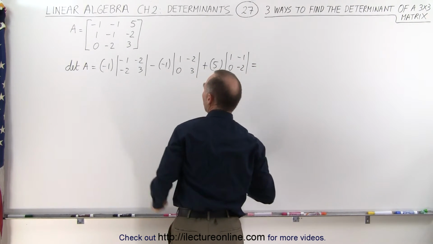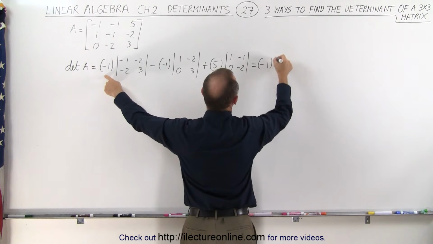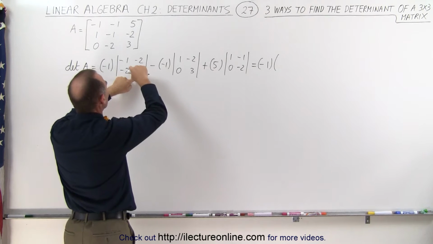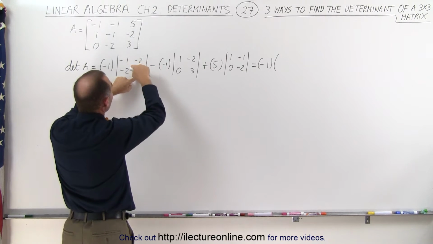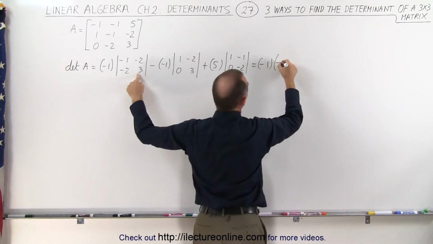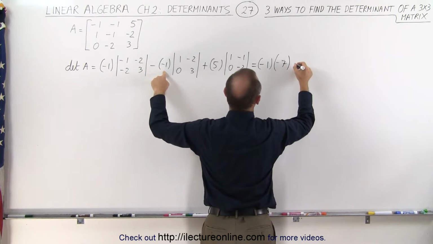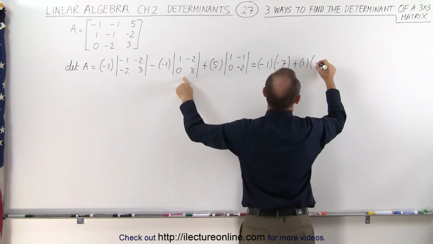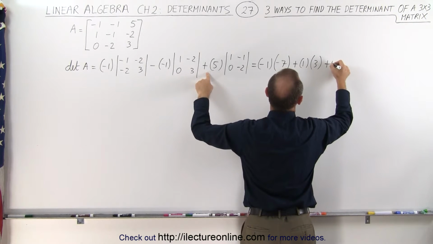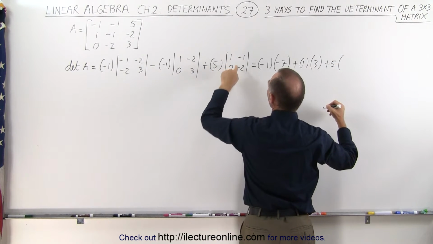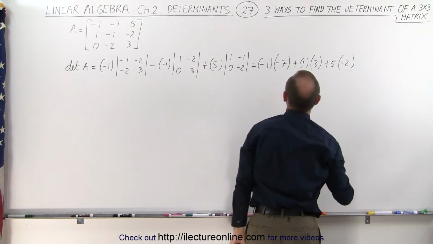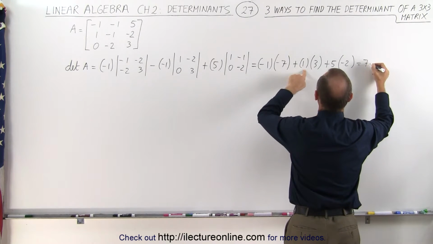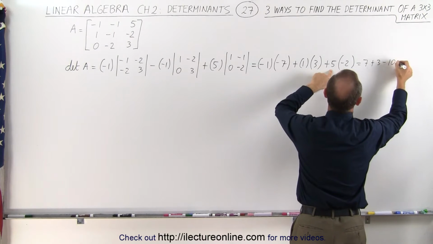When we work those out, we get the following. We get minus 1 multiplied times negative 1 times 3 is minus 3, minus negative 2 times negative 2, which is positive 4, minus 3, minus 4 is minus 7. Minus times the minus is plus 1 times, and here we get 1 times 3 minus 0, which is 3. And here we get plus 5 times minus 2 minus 0, that gives us minus 2. Combining these, we get 7 plus 3 minus 10, which is 0.